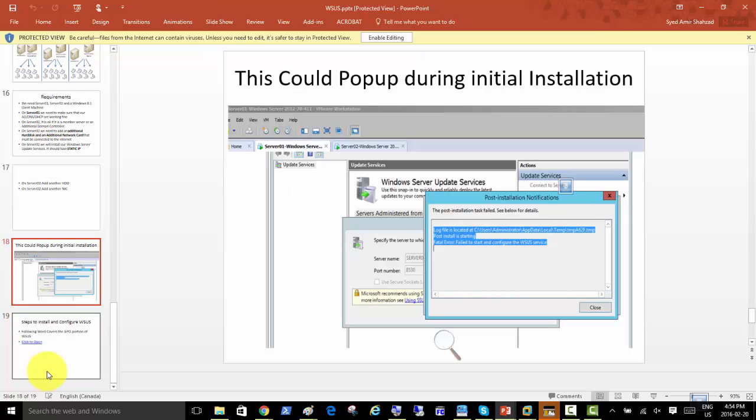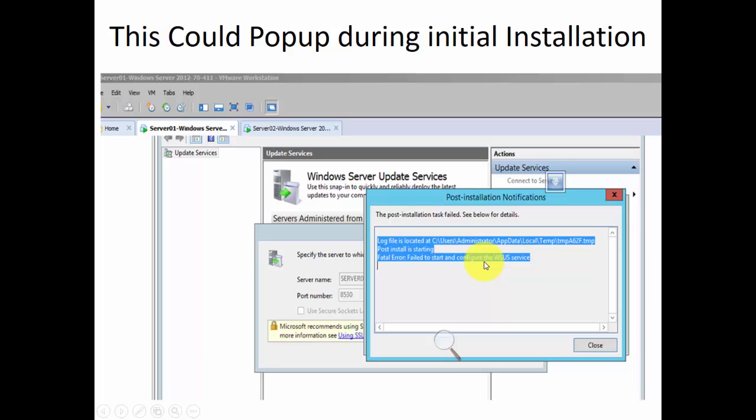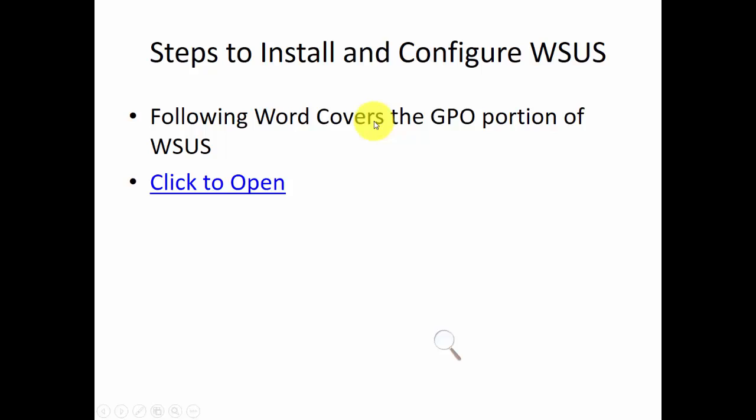If somehow this error comes to you in WSUS, this could pop up during initial installation. If this error comes, don't worry, just uninstall WSUS and reinstall again. Just make sure you have connectivity with the internet, otherwise the same thing will happen. Okay, so guys, steps to install and configure WSUS.